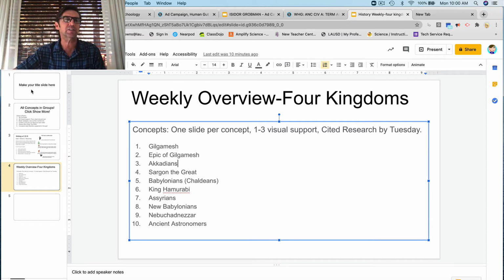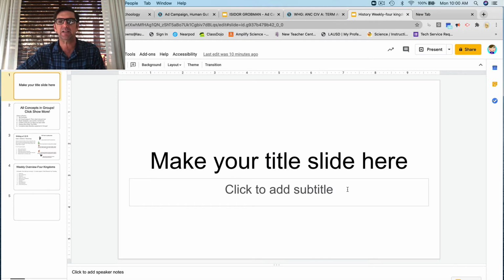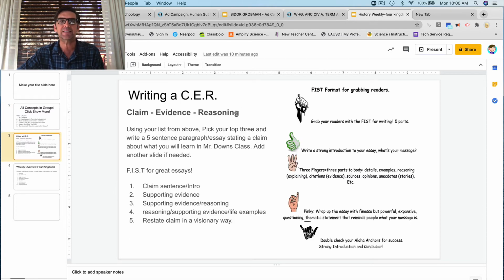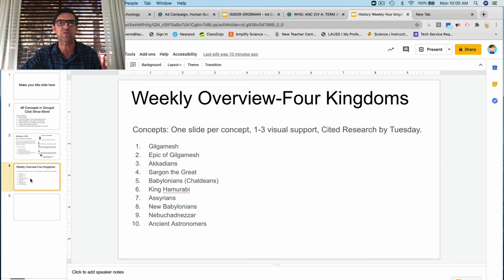So notice when you get to this slide, it says make your title slide here. That's the last thing you do. This gives you an overview of what's due. Concepts are the words. This tells you how to write a CER. I call things FIST essays, CER essays. And then we have a weekly overview of the week that we are in.